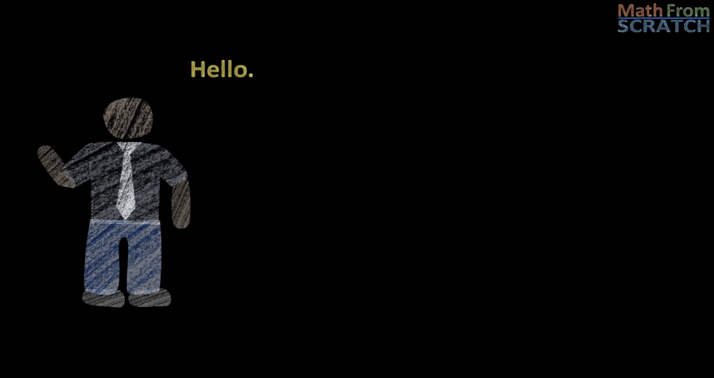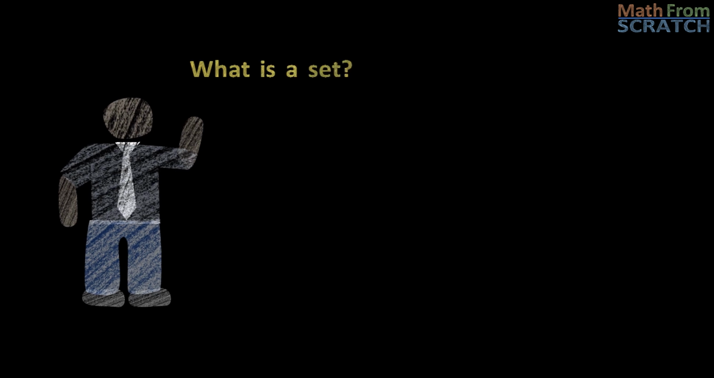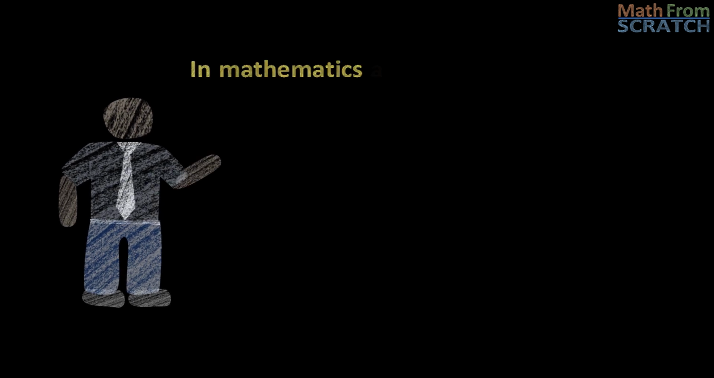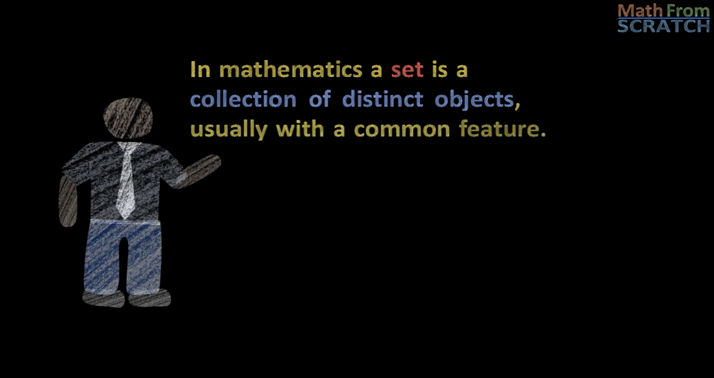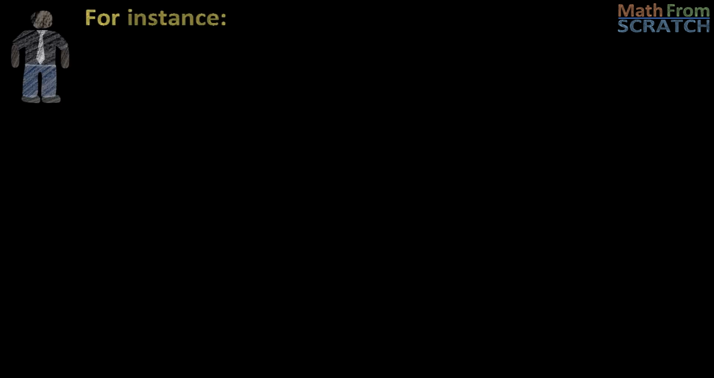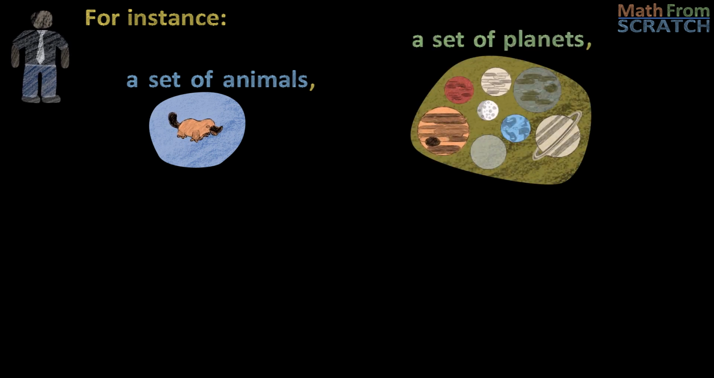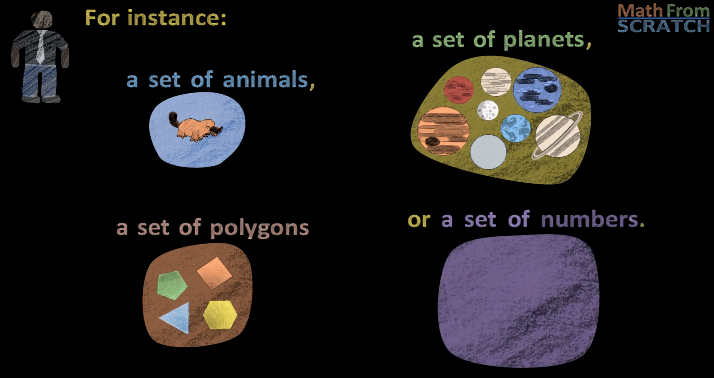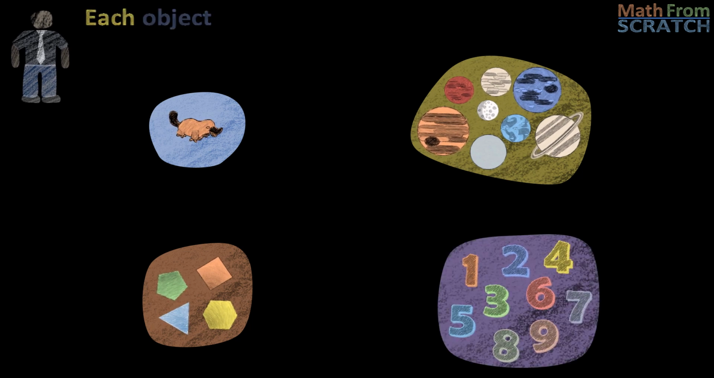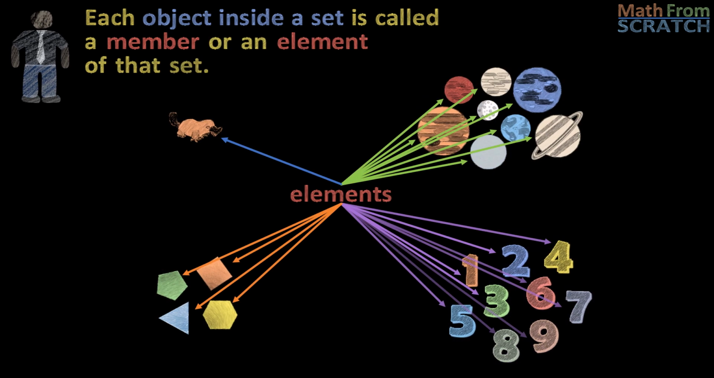Hello. Let's start with sets. What is a set? In mathematics, a set is a collection of distinct objects, usually with a common feature. For instance, a set of animals, a set of planets, a set of polygons, or a set of numbers. Each object inside a set is called a member or an element of that set.